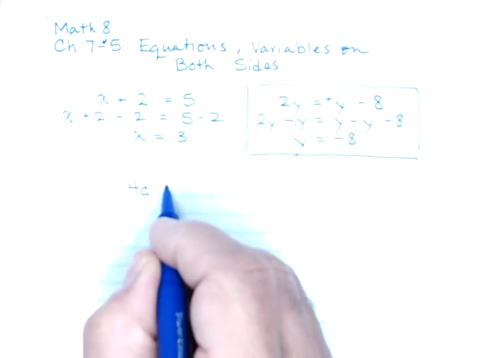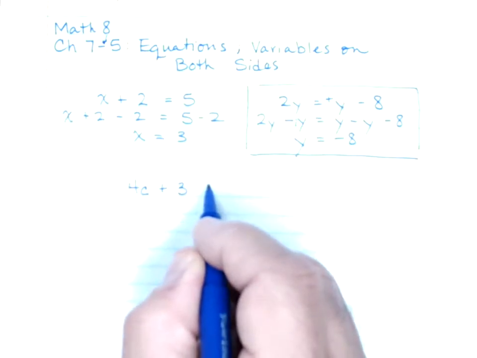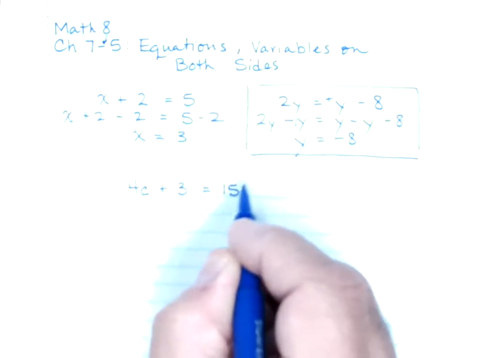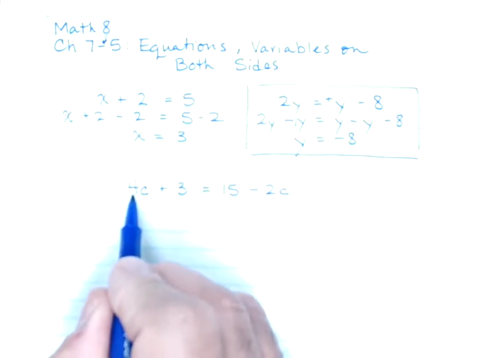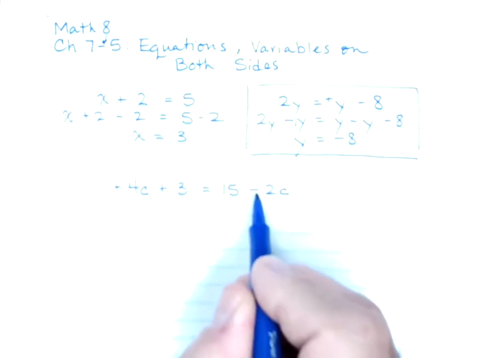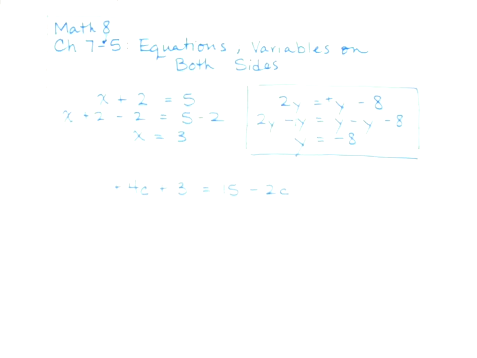4c plus 3 is equal to 15 minus 2c. Ultimately, it doesn't matter which side you put the variables on, which side you put the constants on. But I do tend to have an unwritten rule that if we can, we should try to create a positive coefficient for our variable. In that case, I see 4c, which is positive, and I see negative 2c, which is obviously negative.